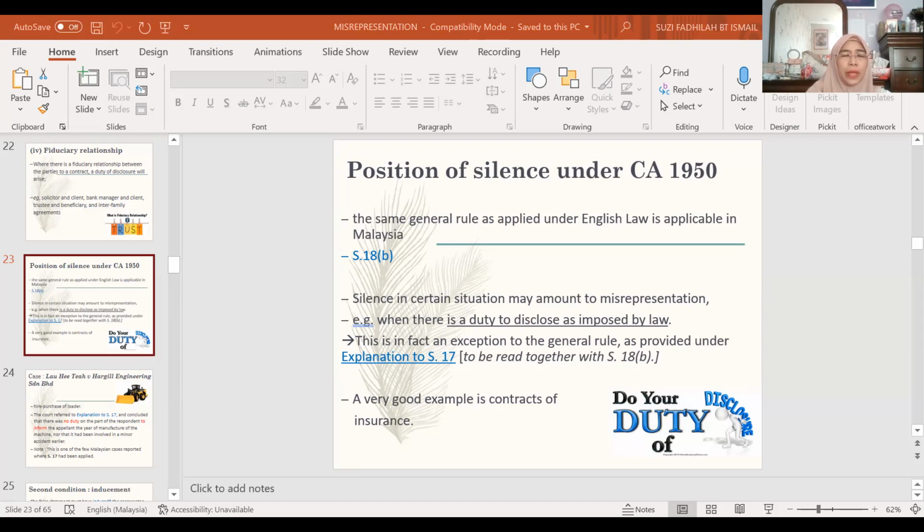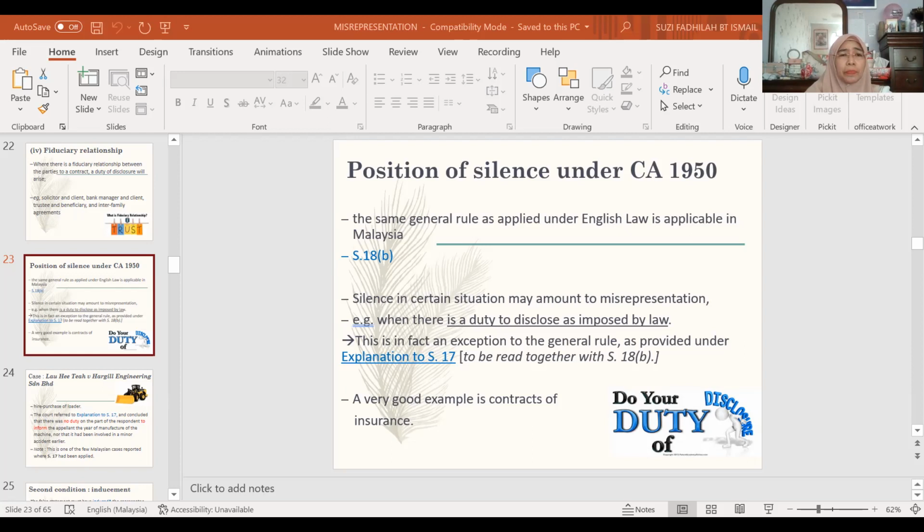Explanation to section 17. Section 17 is unique because it has an explanation, and section 18 has one too, and section 19 has an exception and explanation. Section 17, explanation, what does it say? Mere silence, you talk about silence here. Actually, the explanation here is applicable to both 17 and 18, both cases involving fraud as well as misrepresentation.